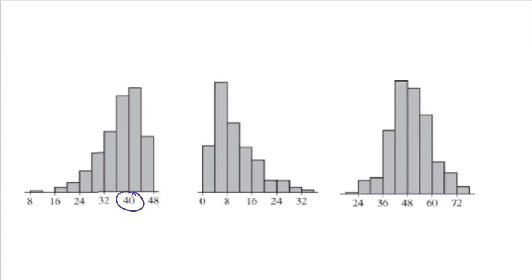Definitely some values to the left, but the peak, the center looks to be around 40. Here, I'd say probably around 8. The center of the data looks to be around 8. You could maybe even go a little bit lower because that's where the actual peak is, but you're trying to keep a nice balance of the fact there are still some values to the right. And when the shape is nice and symmetric, the center is very easy, somewhere around 48.